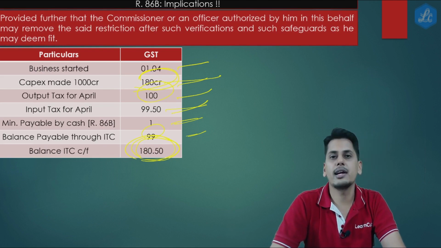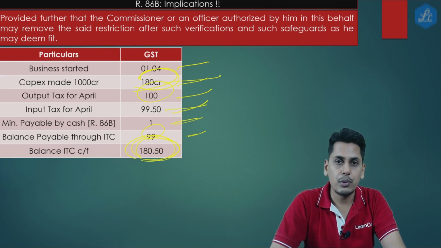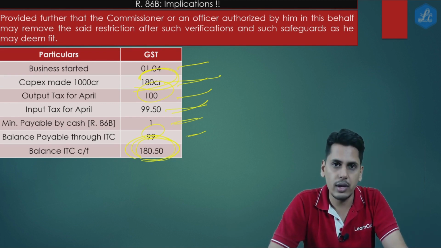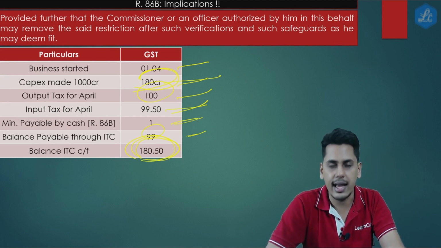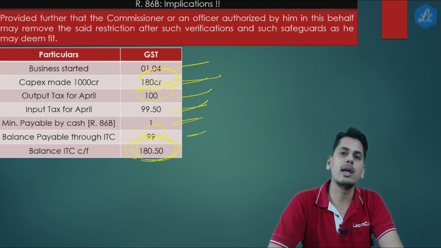He could make an application to the authorized officer and he can provide all the documents for verification, and after the officer is satisfied, on this particular case-to-case basis, he can uplift the restriction and provide relaxation under Rule 86B.